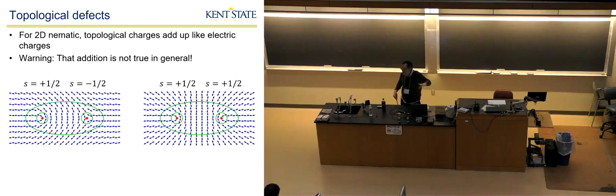In this picture, we have a plus half on the left and another plus half on the right. If you make a great big loop, then the orientation goes up like this, gets to be vertical, comes down. Now it goes down, around like that, horizontal. That's a full rotation by 360 degrees. So the plus half and the plus half combine to make plus one. It works like electrical charges in that sense. For this specific model, it does add like that, though when I get to more complicated things, it won't necessarily add like that.